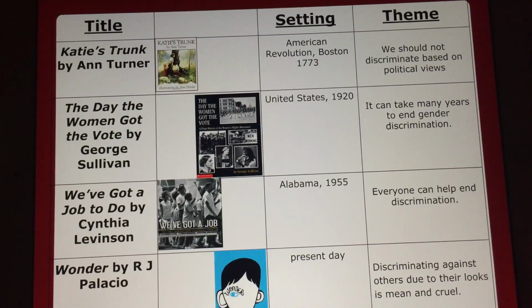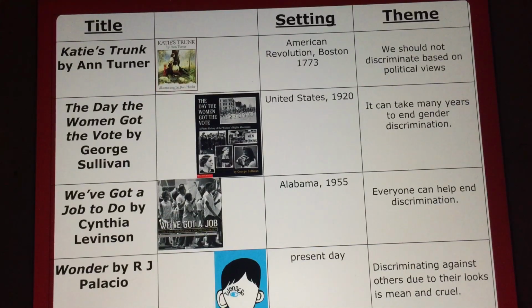But the next book also deals with discrimination, but it's an informational text, the title of which is The Day Women Got the Vote by George Sullivan. Informational text set in the United States in 1920, talking about how women finally got the vote. Topic again is discrimination, but the theme of that particular book is it could take many, many years to end gender discrimination.